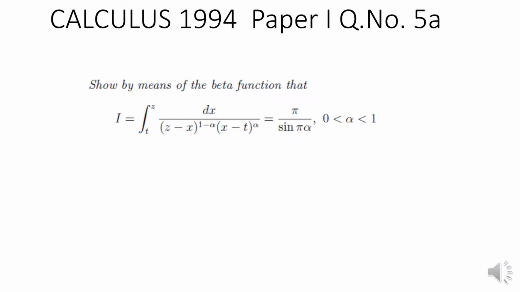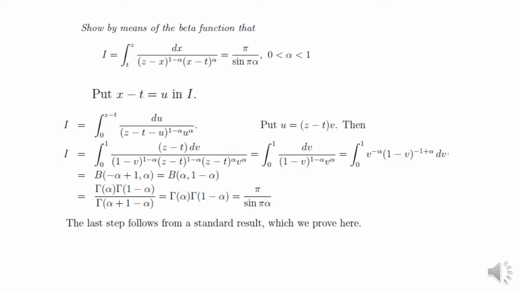So let's do it. Here we put x minus t equal to u in the left hand side integral. So this gives us x is equal to t plus u, and now we see the limits first. When x is equal to t, u becomes 0, and when x is equal to z, u becomes z minus t. So these are the limits, and dx is equal to du. Now we substitute in the denominator. This is z minus x, x is t plus u, so with minus sign, this to the power 1 minus alpha, and u to the power alpha, because x minus t is u to the power alpha.